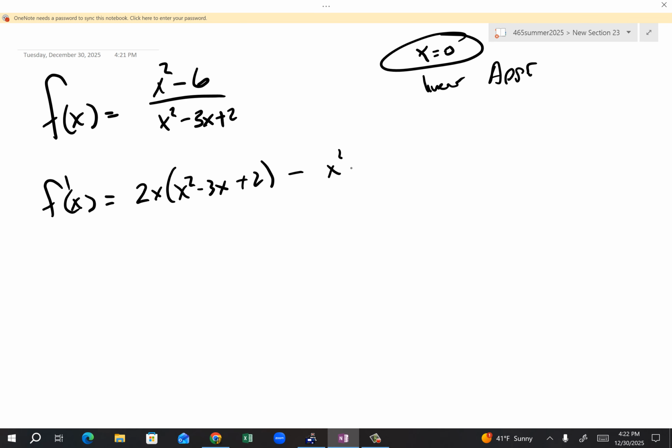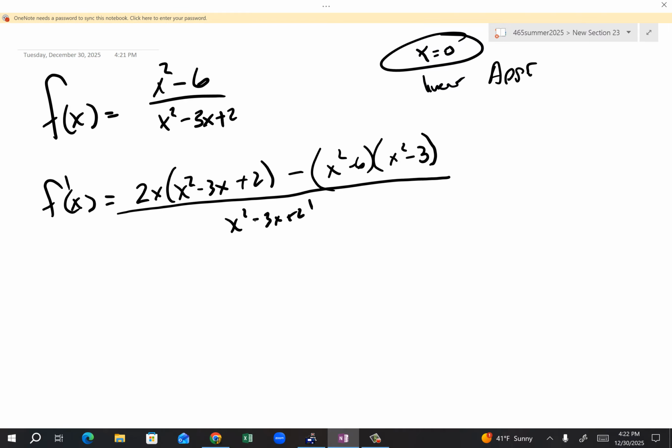Minus top times the derivative of the bottom. So x squared minus 3 over x squared minus 3x plus 2, squared. Again, I'm only interested at 0. So as you can see, f of 0 is negative 3. If you put 0 into here, you're going to get a negative 16 over 4, which is negative 4 slope.